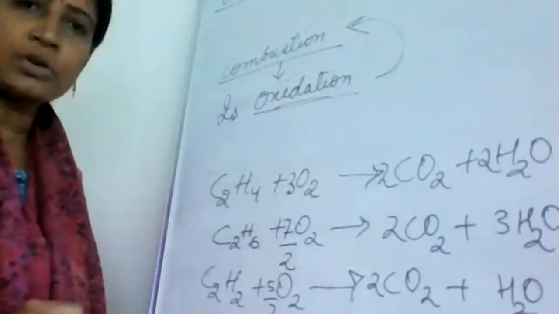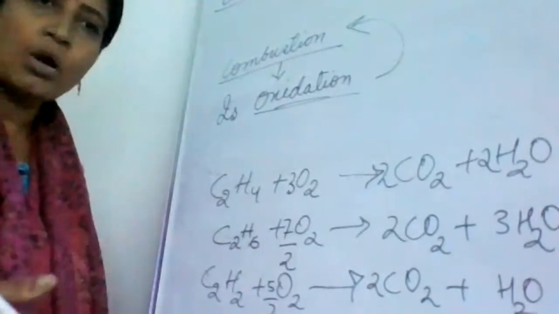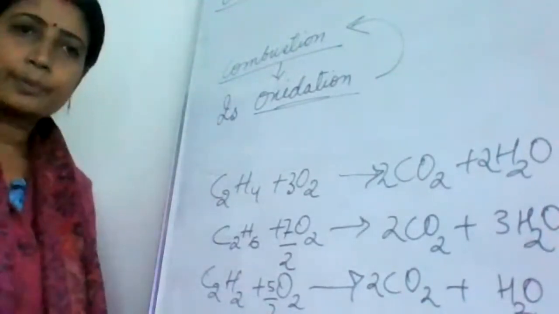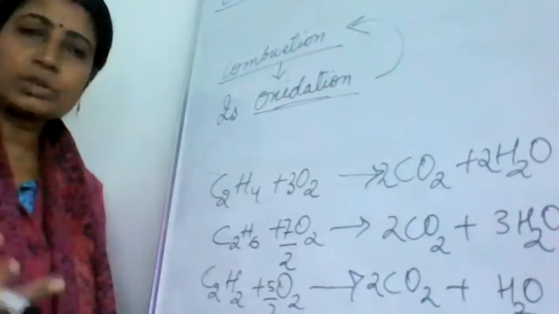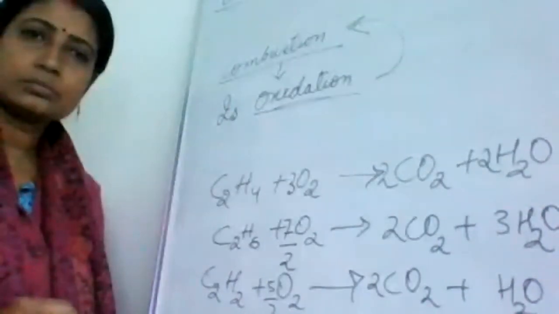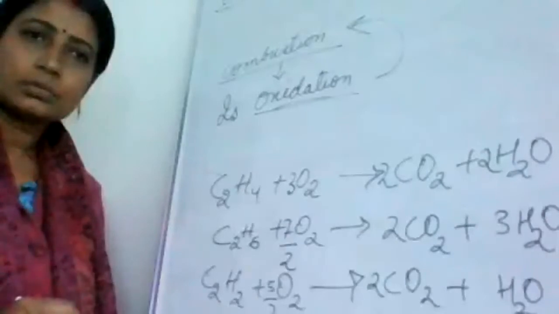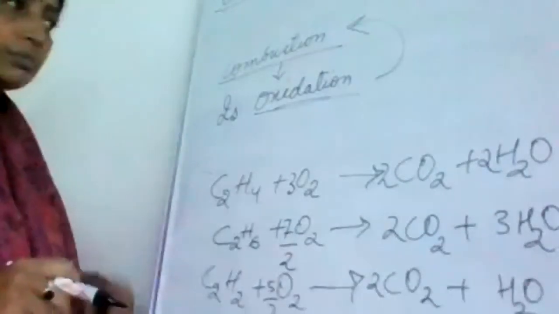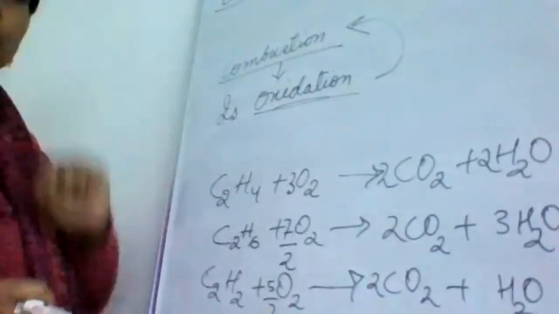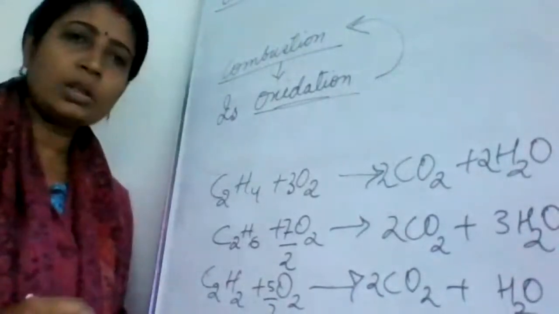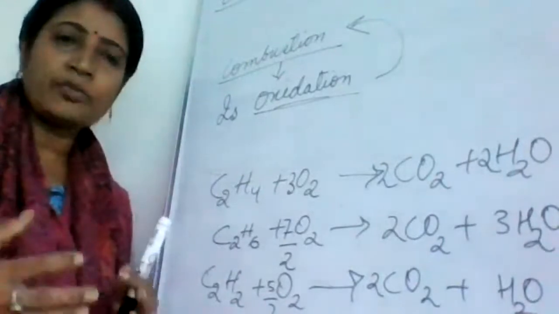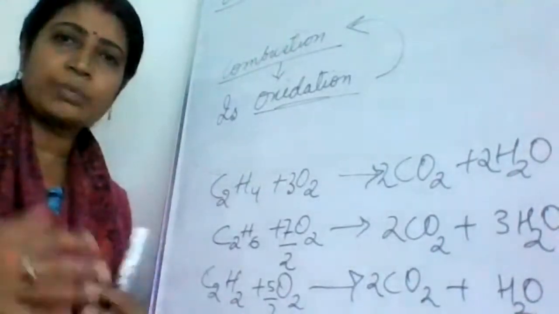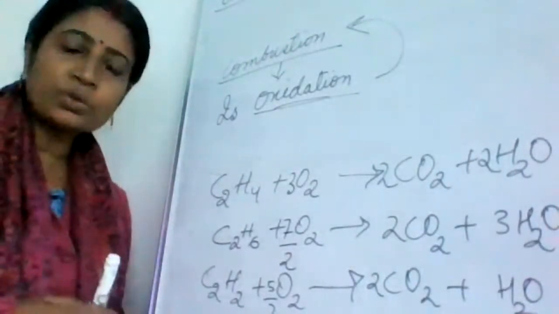Why will it always be oxidation? Because the products formed are oxides: carbon dioxide, hydrogen oxide. But oxidation is not combustion, because in every oxidation process, evolution of energy in the form of heat and light does not necessarily take place.